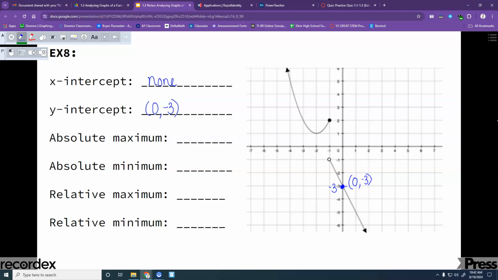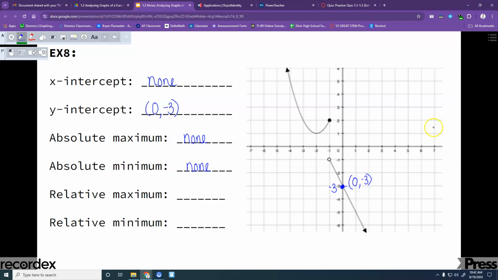Now, absolute maximum means the very highest point on this graph. What is the very highest point on this graph? Infinity. And can you ever actually get to infinity? No. So we would just say none for this, because we would never give infinity as the answer, because it's not actually a number that you can get to. Same for minimum. We would say none for it as well.